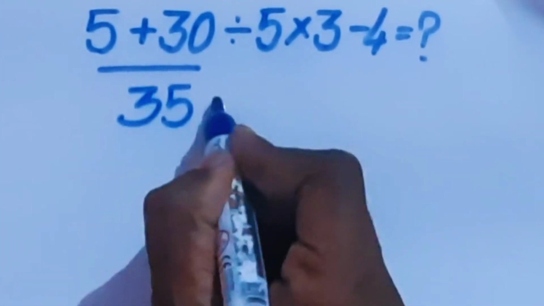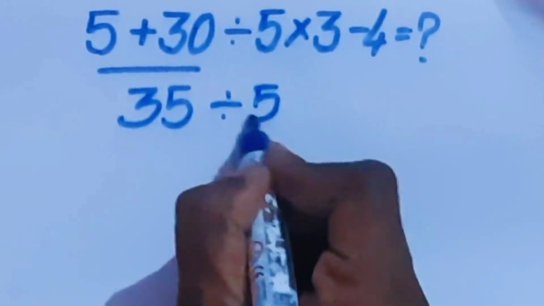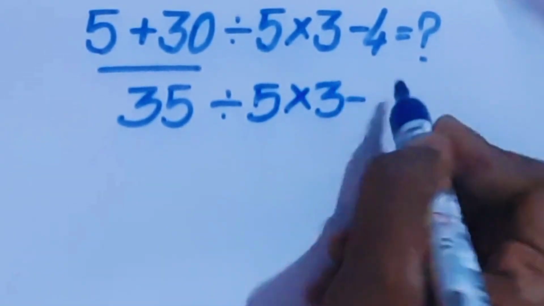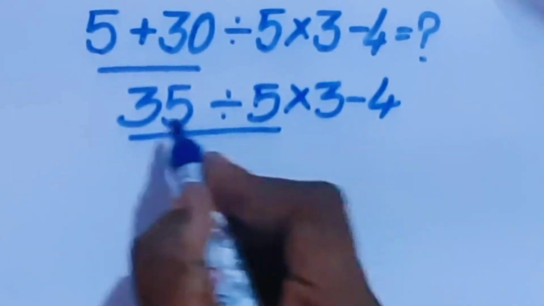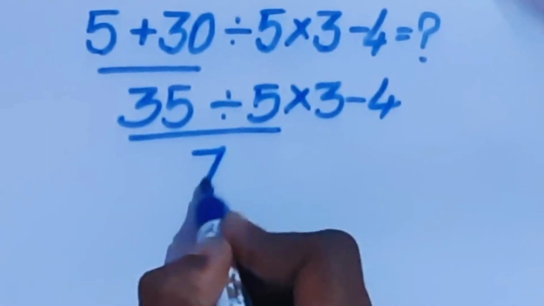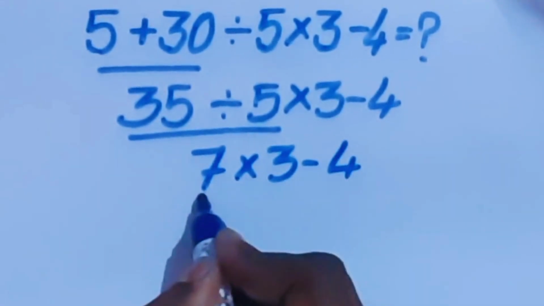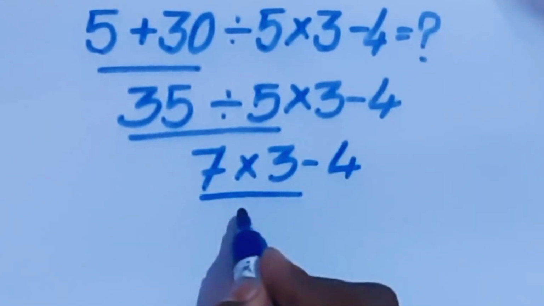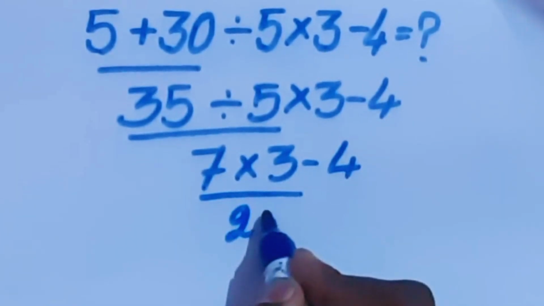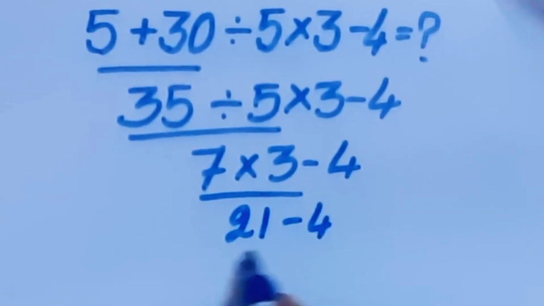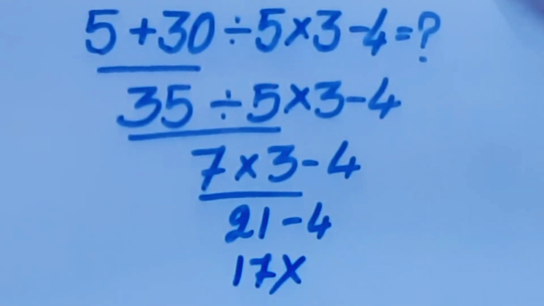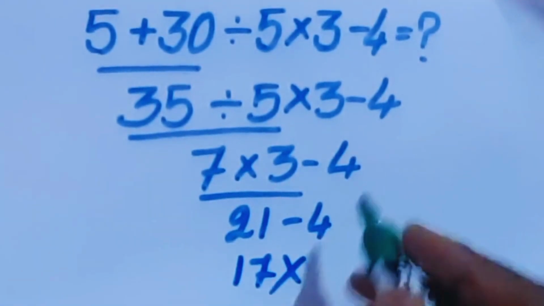Here 5 plus 30 is 35, divided by 5 is 7, times 3 minus 4. Here 7 times 3 is 21, minus 4. Here 21 minus 4 is 17, which is the wrong answer. As per the order of operations, PEMDAS, this 17 is the wrong answer.